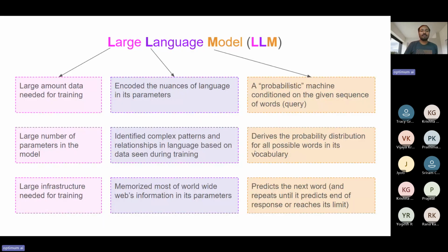So how is the large language model able to do it? Because they have been trained on a large amount of data, there are a large number of parameters in the model, and the infrastructure for training has been very large. So they are able to understand the language and find complex pattern relationships in the language, so that they can properly structure the information. They use a kind of probabilistic machine to arrange the sequence whenever they generate a response. This happens with the probability distribution over the vocabulary of the English language, and they predict the next word.